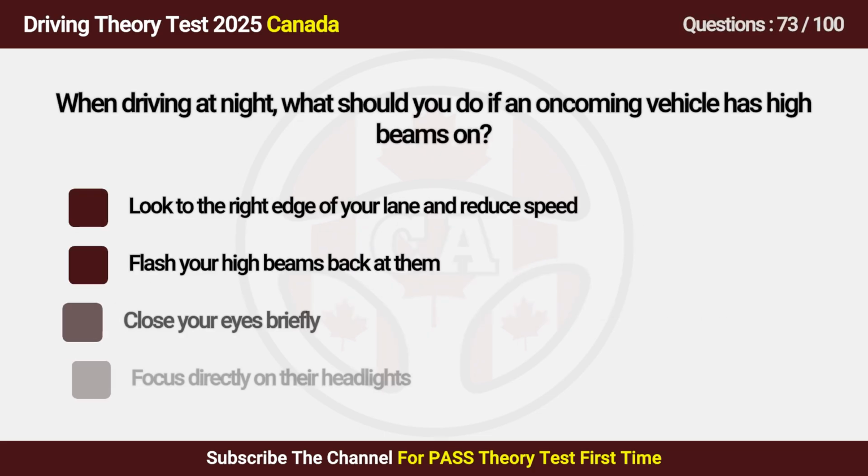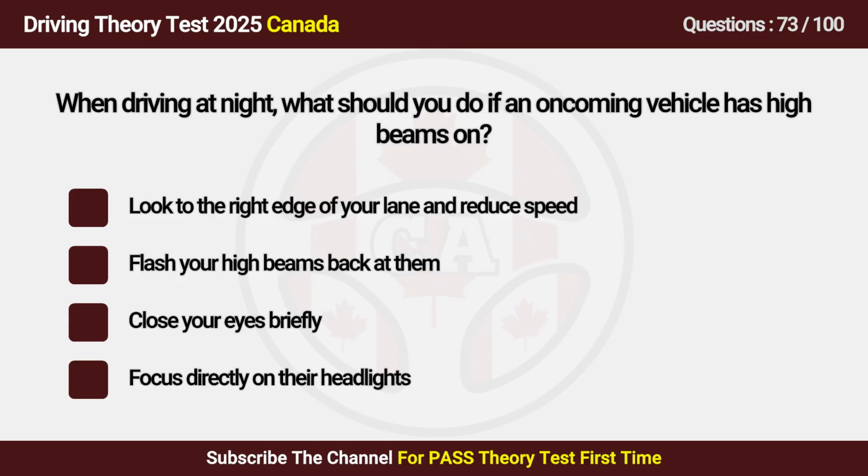Question 73. When driving at night, what should you do if an oncoming vehicle has high beams on? A. Look to the right edge of your lane and reduce speed. B. Flash your high beams back at them. C. Close your eyes briefly. D. Focus directly on their headlights.